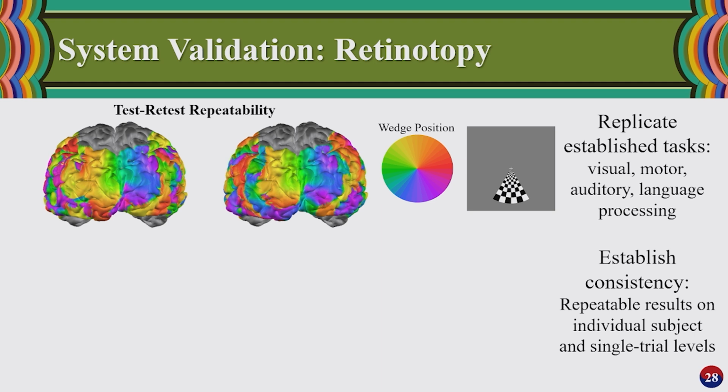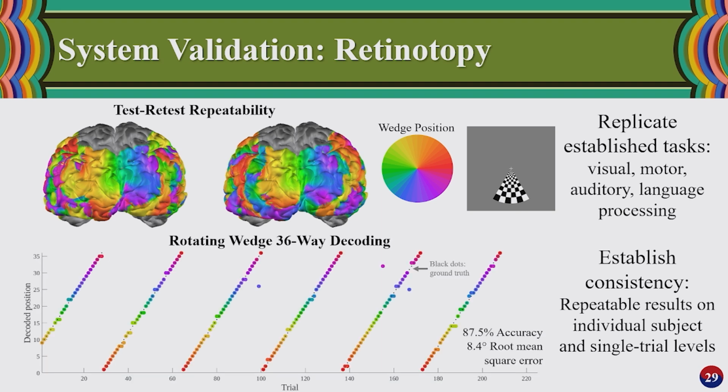good intra-subject test-retest reliability. We can also test the single trial consistency of these tasks by performing decoding. In this case, a 36-way task corresponding to the 36 wedge positions. The accuracy is very high and the error is very low, even with so many options for the decoder to select from. Here, the RMSE error is less than one wedge position difference.